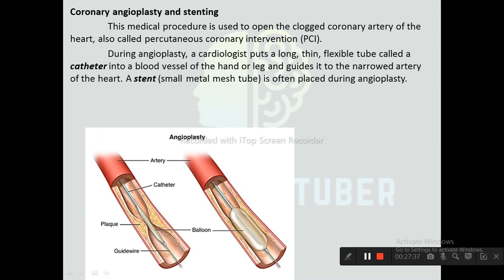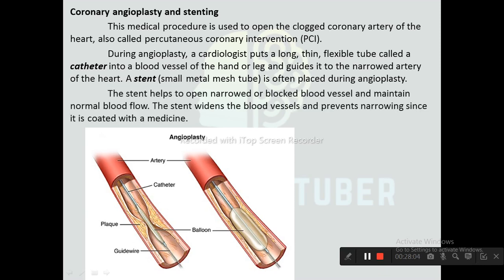During angioplasty, a cardiologist puts a thin, long, flexible tube called the catheter into a blood vessel of the hand or leg and guides it to the narrowed artery of the heart. A stent, which is a small metal mesh tube, is often placed during angioplasty. The stent helps to open narrowed or blocked blood vessels and maintain normal blood flow. The stent widens the blood vessels and prevents narrowing since it is coated with a medicine.